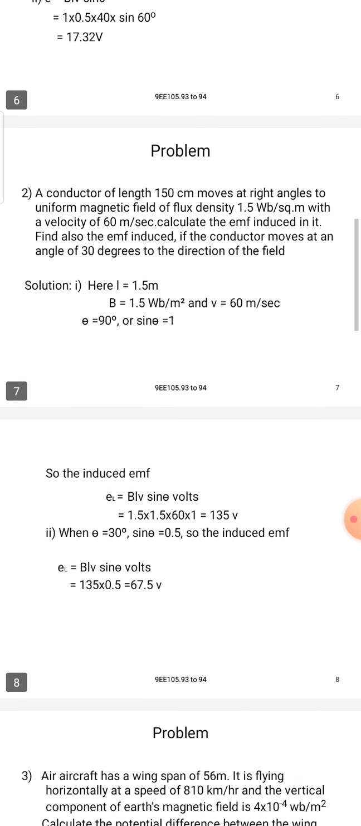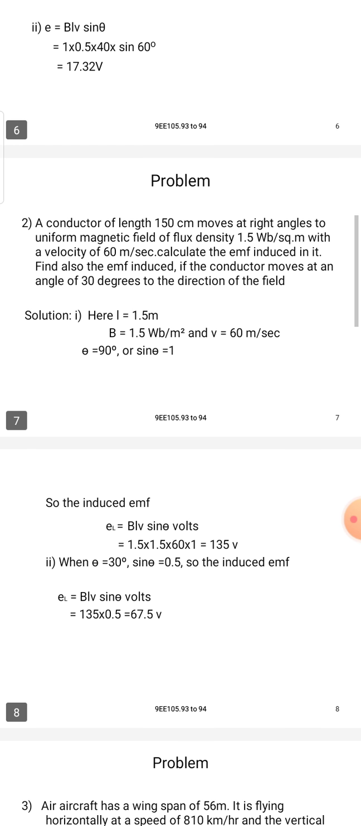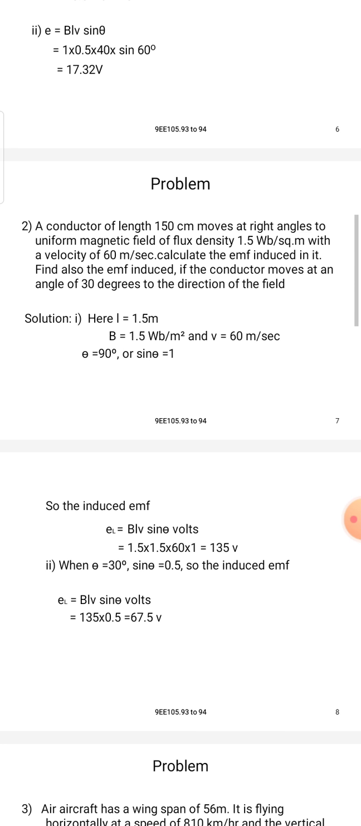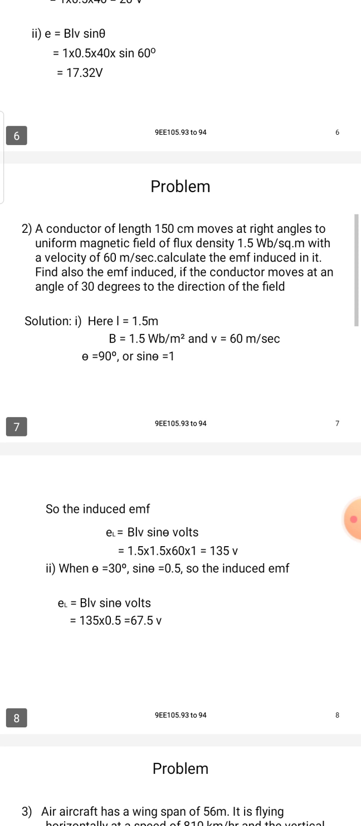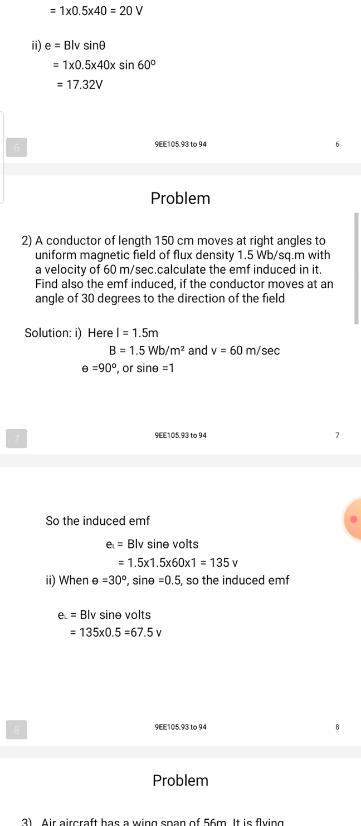In the given problem, the length of the conductor is 150 centimeters. We convert it to meters. Otherwise, it is the same procedure as in the above problem. Before solving the problem, write the given data.